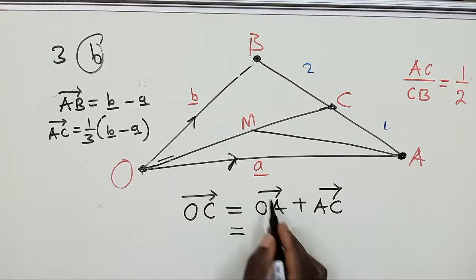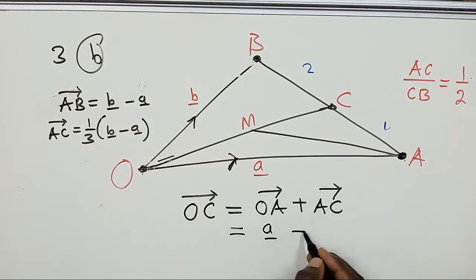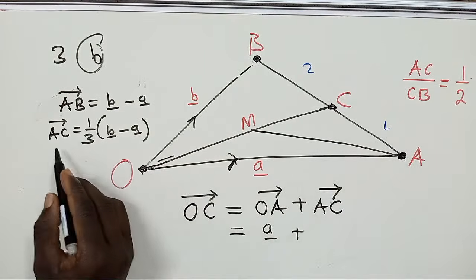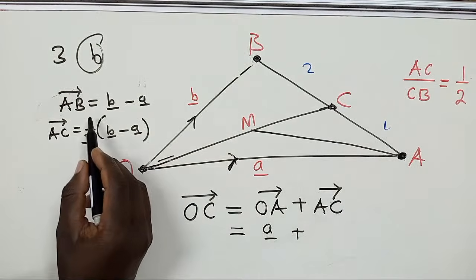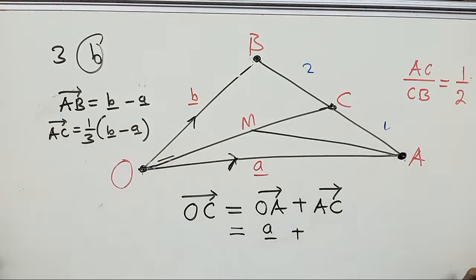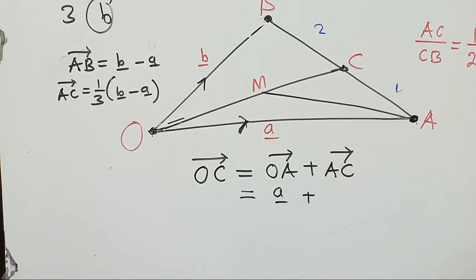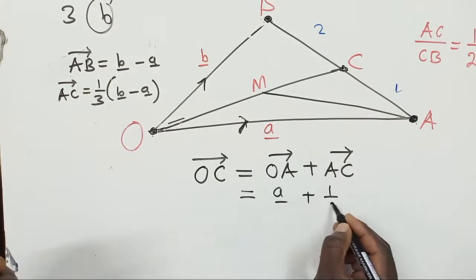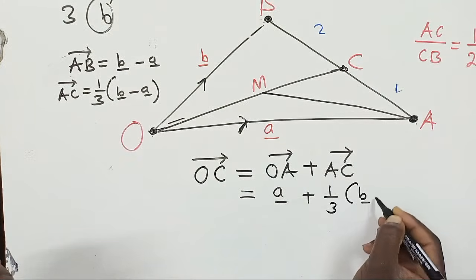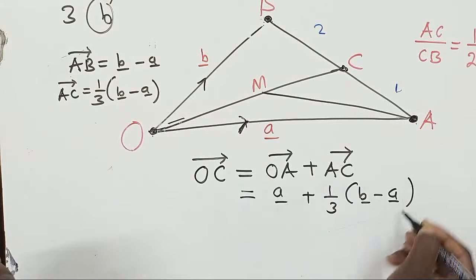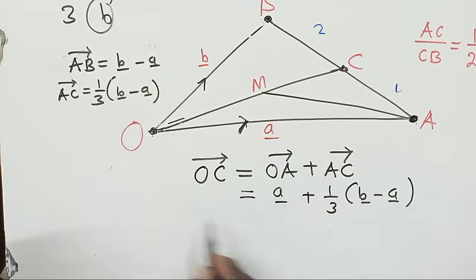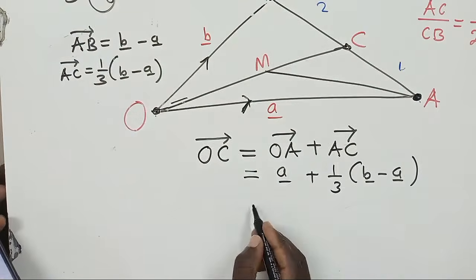So here, what is our OA? It's A plus our AC, which we just found. You see the way vectors work. If you make a mistake on one, it means you get everything wrong. So on AC here, we'll put a 1 over 3 (B minus A). Okay, this one, you see, we found it. So now we can solve here. We can simplify.